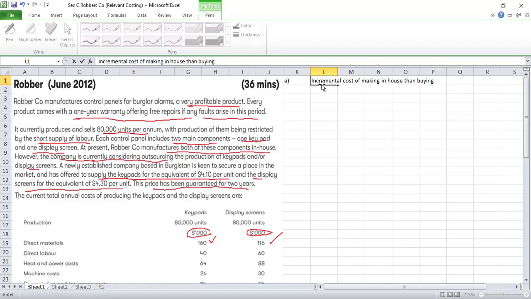Okay. Consideration is based on what? Consideration is based on relevant costing approach, either to add all the variable or relevant costs or to exclude all the irrelevant costs from the given total cost. Both of the answers will be same. So this one is keypad, this one is display screen.